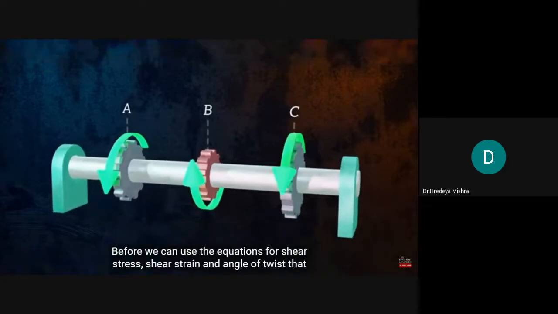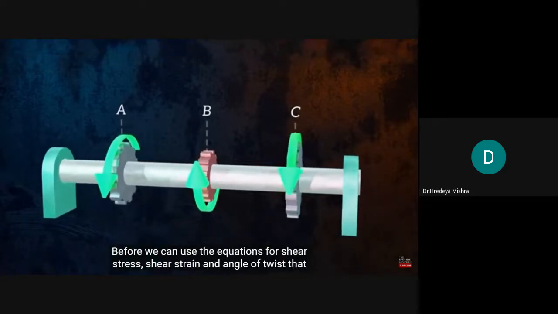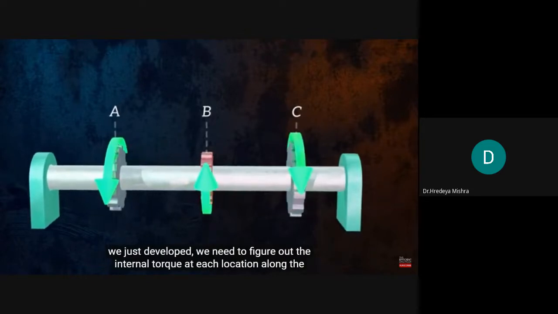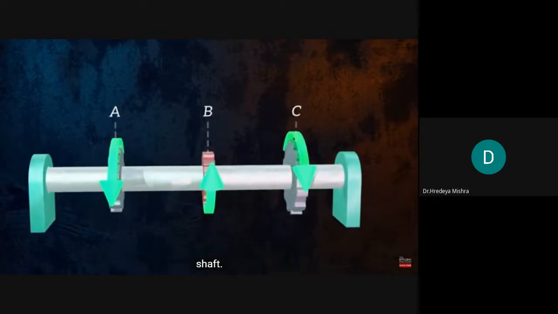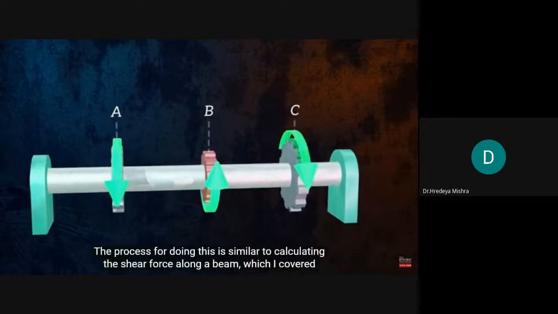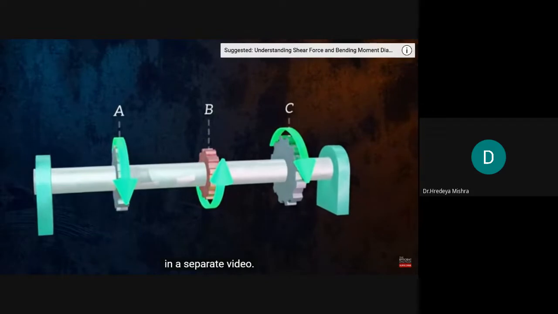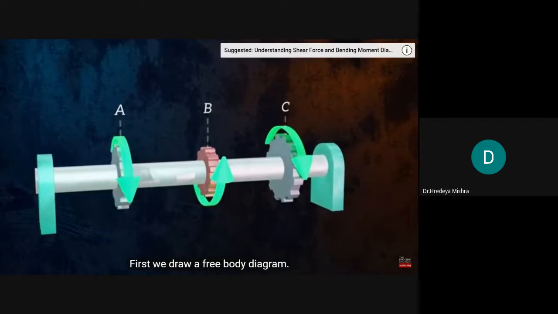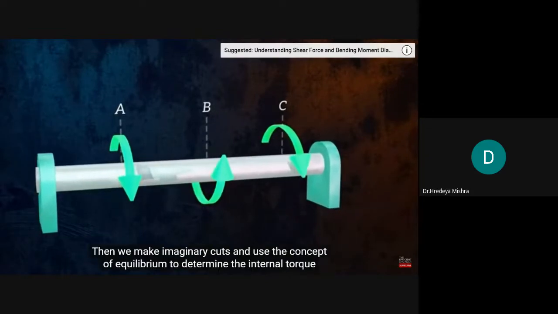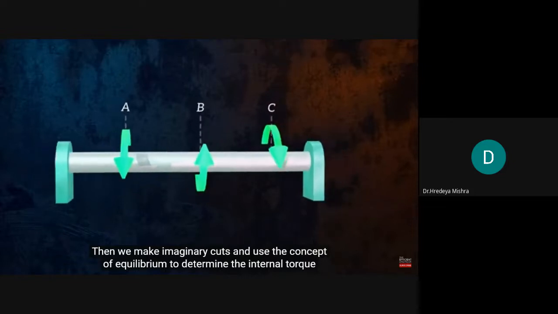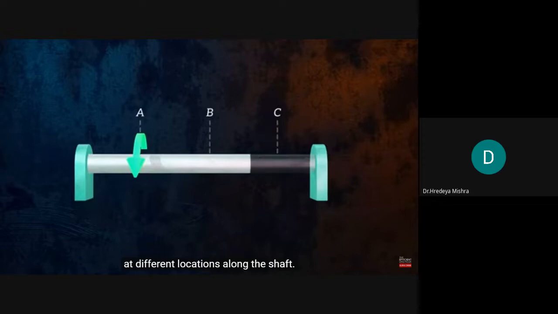Before we can use the equations for shear stress, shear strain, and angle of twist that we just developed, we need to figure out the internal torque at each location along the shaft. The process for doing this is similar to calculating the shear force along a beam, which I covered in a separate video. First, we draw a free body diagram. Then we make imaginary cuts and use the concept of equilibrium to determine the internal torque at different locations along the shaft.